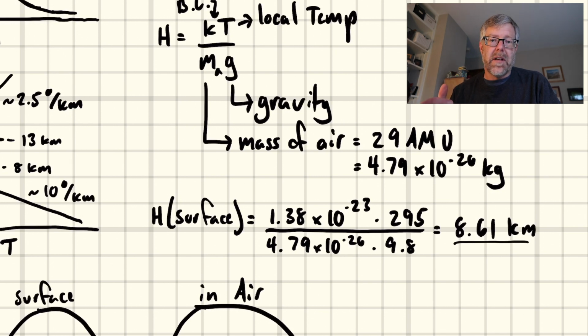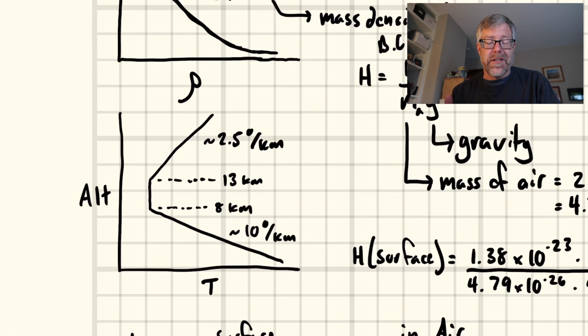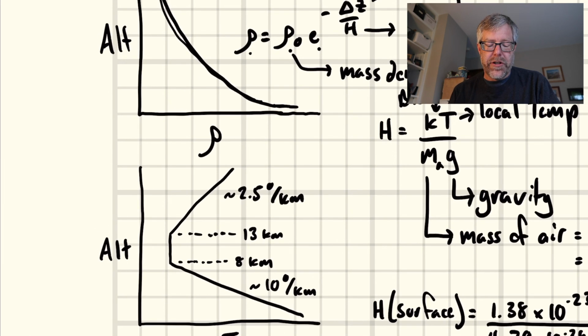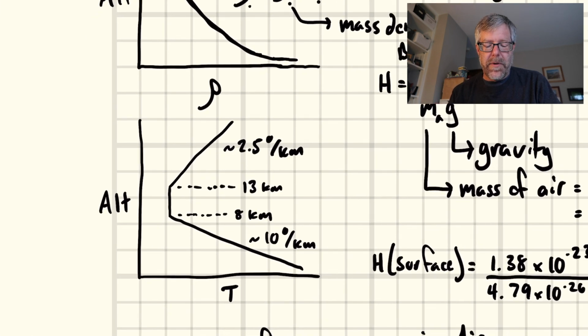In 8.61 kilometers, you have reduced the density of the air by a factor of roughly 2.7. One of the problems is that the temperature is not constant in the atmosphere. This scale height is altitude dependent because the temperature is altitude dependent. I made up a little temperature profile of the atmosphere, and in roughly the first 8 kilometers, the temperature falls off at about 10 degrees C per kilometer.